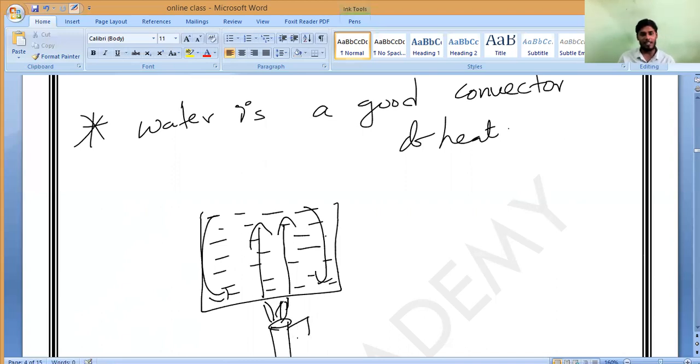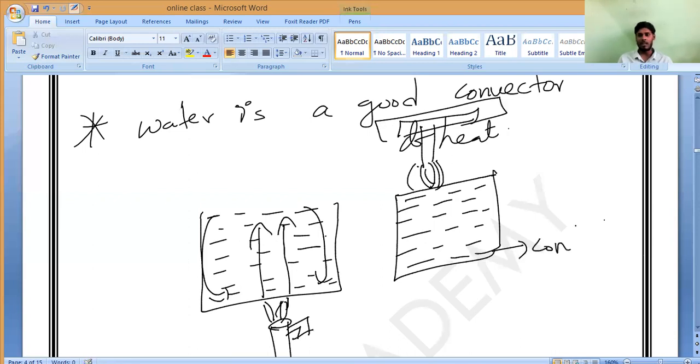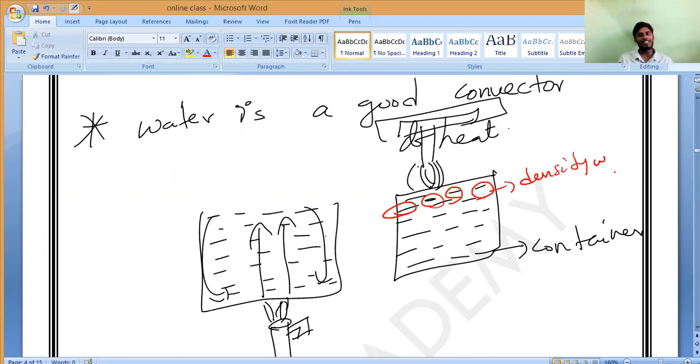Now very carefully, if I start heating from the top, this is my beaker, and I start heating from the top by holding a Bunsen burner like this, now it is reversed. This is my container. Which particles will gain the heat energy first? The top particles. If they gain the heat energy, will density increase or decrease? Density will decrease.